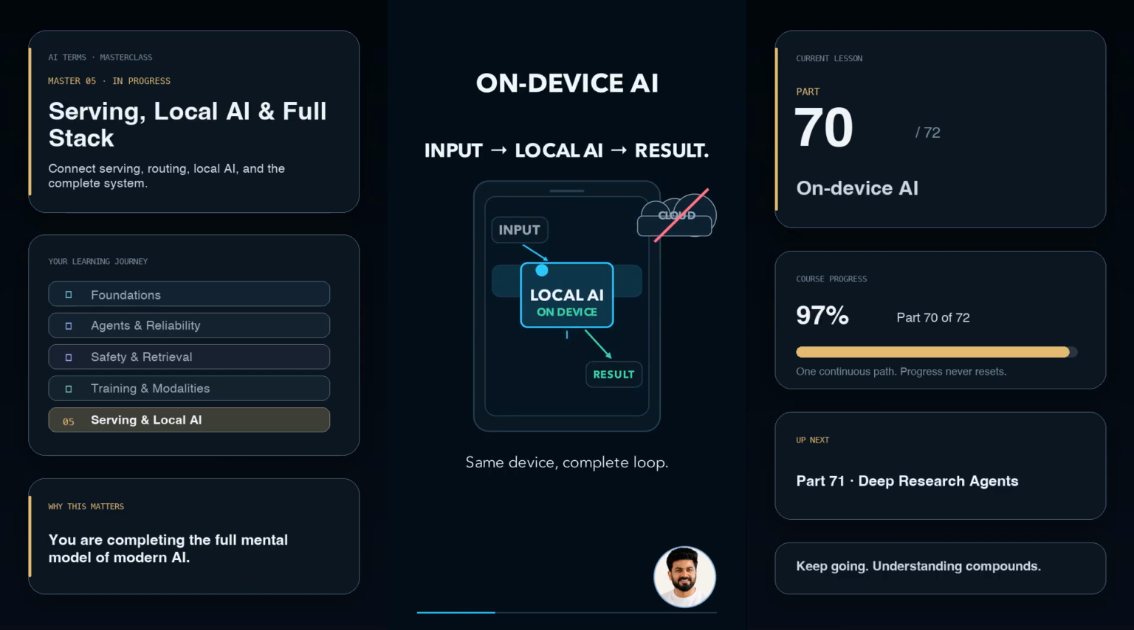Your input moves into the local AI engine. The result comes back on the same device. That local loop can respond quickly. There is no network round trip. Sensitive audio, images, and text can also stay private on your hardware.